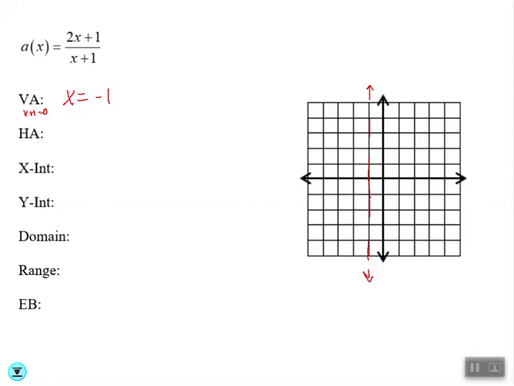For the horizontal asymptote, we need to look at the degrees. Since both the numerator and denominator are linear functions, they both have a degree of 1. So they are the same, so we need to divide the leading coefficients. The leading coefficients are 2 and 1. So our horizontal asymptote is y equals 2 divided by 1, or 2.